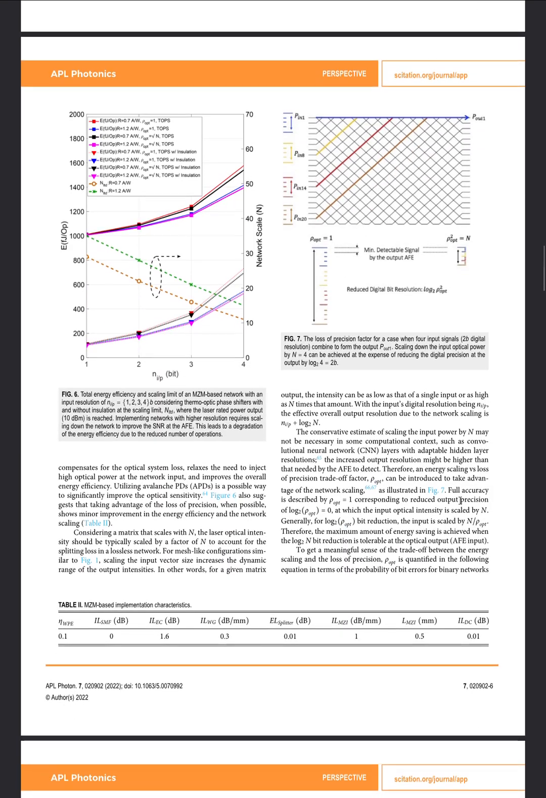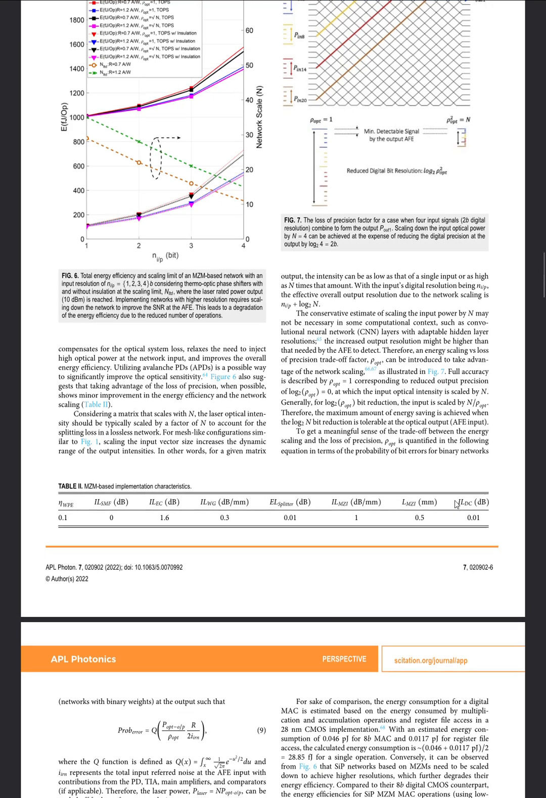hidden layer resolutions. The heightened output resolution may be higher than needed by the analog front end to detect, and this specific principle allows the introduction of energy scaling versus loss of precision trade-off factor, where the maximum amount of energy savings is achieved when the reduction is tolerable at the optical output, which is the analog front end input. To put it simply, laser power can be traded for a loss of output resolution.